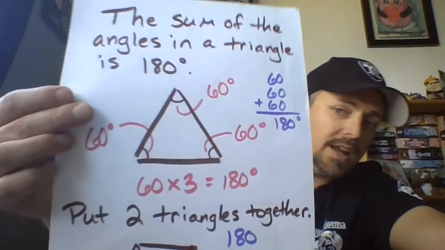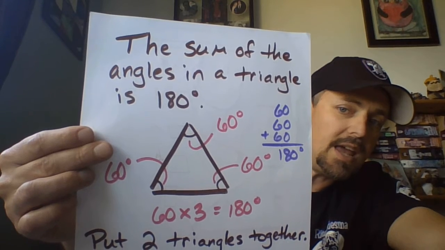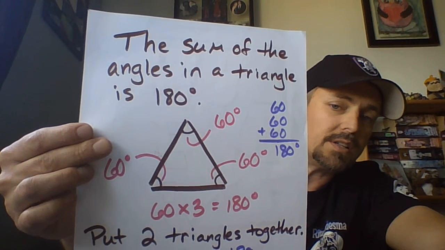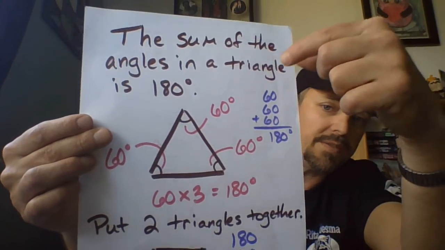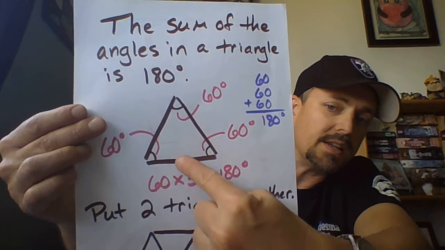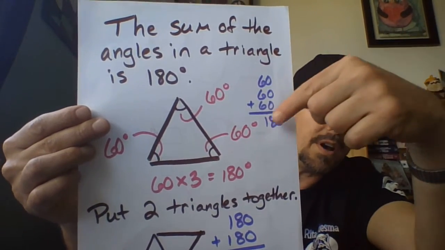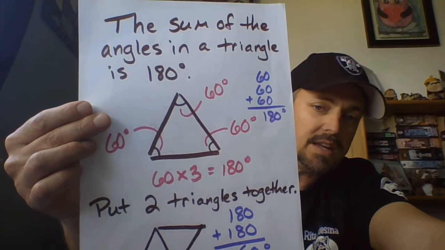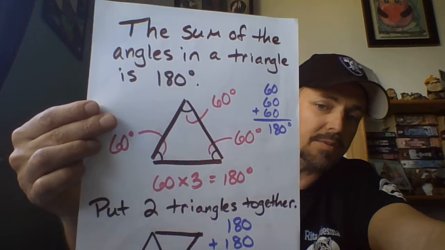But to do that, we're going to review the angles in a triangle. The sum of the angles in a triangle is 180 degrees, and that was from a previous lesson from earlier this year. This is your standard equilateral triangle. It has 60 degrees plus 60 degrees plus 60 degrees. Add all those up, you get 180 degrees as the sum of the interior angles in a triangle. And all triangles add up to 180 degrees.